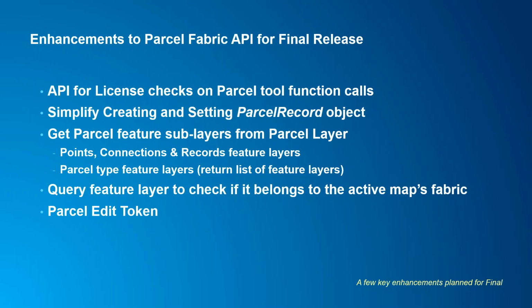You can also now query the feature layer to check if it belongs to the Active Maps fabric, and you can also determine if it's an ArcGIS Pro fabric or a classic ArcMap fabric. Introduced also the ability to use a parcel edit token. What that allows us to do is access the parcel features after they've been created or modified as part of the function, and doing that as part of the same edit operation, so you don't need to listen for edit events and so on in order to do that. So that makes things a little bit easier for you.